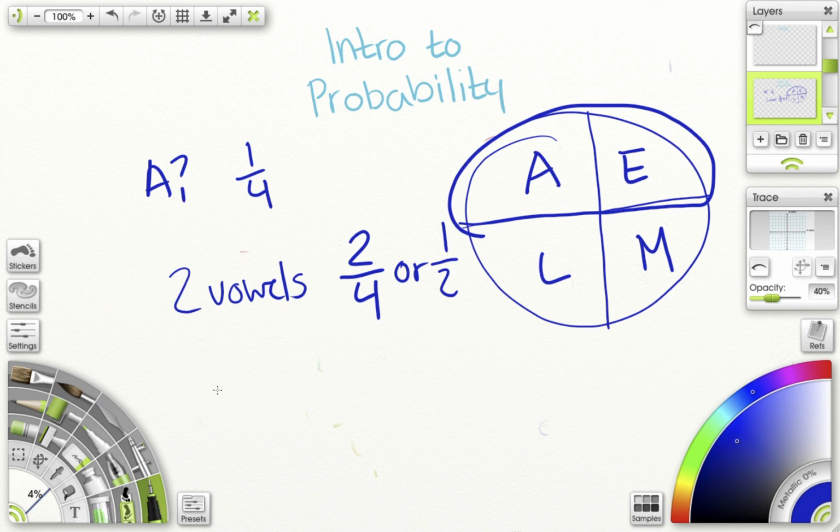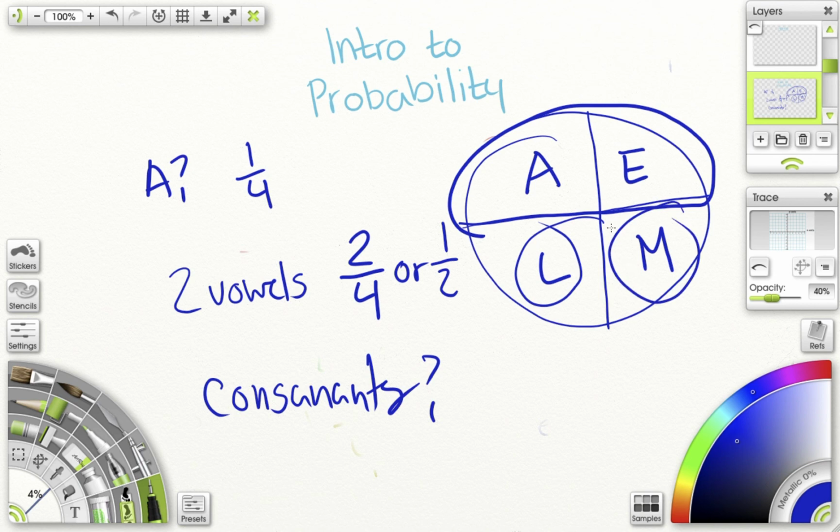What about a consonant? So a consonant is any letter that is not a vowel. What are my chances of landing on a consonant? Well, I have 1 consonant here and the other consonant is here. So what are my chances of landing on that? It is 2/4, because there's 2 sections out of 4 of an even circle that are consonants, or 1/2. The other half of the circle is consonants.